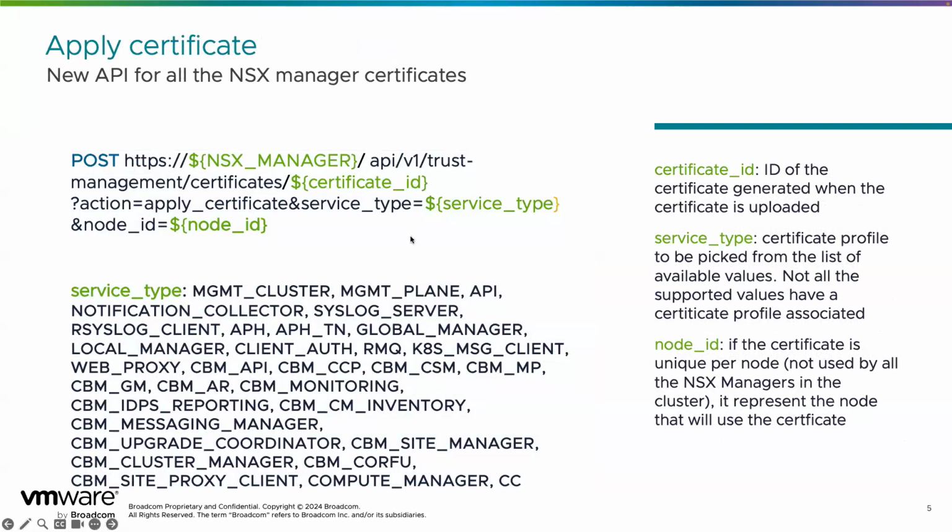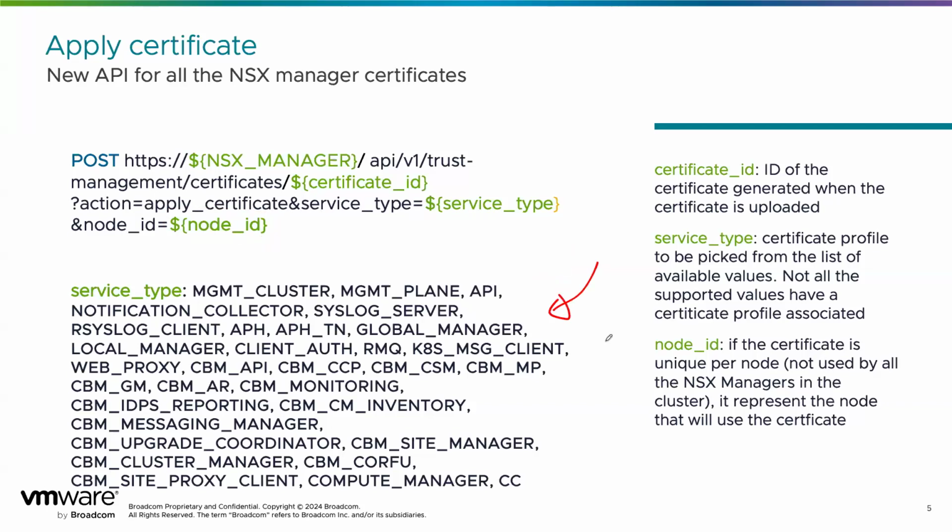You have the certificate ID, the specific certificate that you want to use. You also have the service type, which represents the purpose of the certificate. It could be for the API that is presented to the user, for the synchronization with the global manager, or for the communication with the transport node. You have here the list of all the supported services. Also, you need to specify the node ID of the NSX Manager cluster member, because each individual NSX Manager appliance will have specific certificates for the different services. So depending on the certificate that you are replacing, you will also have to specify on which node you want to replace it. So how do you get this list?